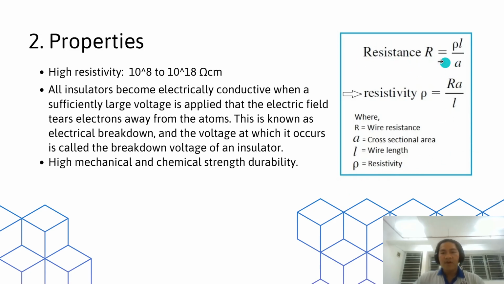This is the formula of resistance. From this formula, we can infer the resistivity, where R is the wire resistance, A is the cross-sectional area, L is the wire length, and ρ is the resistivity.